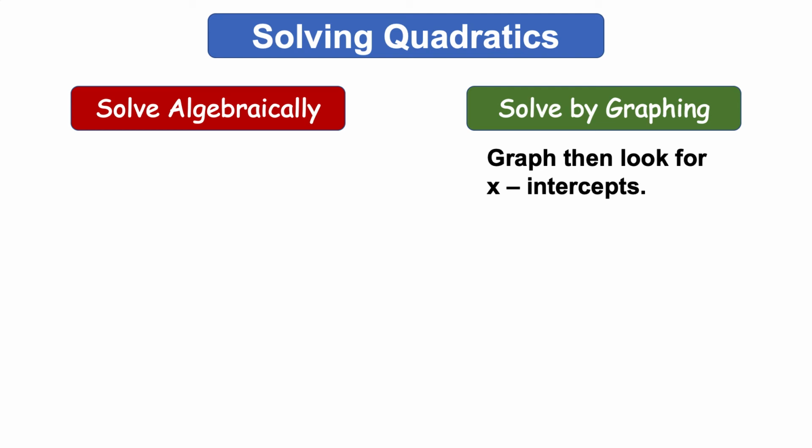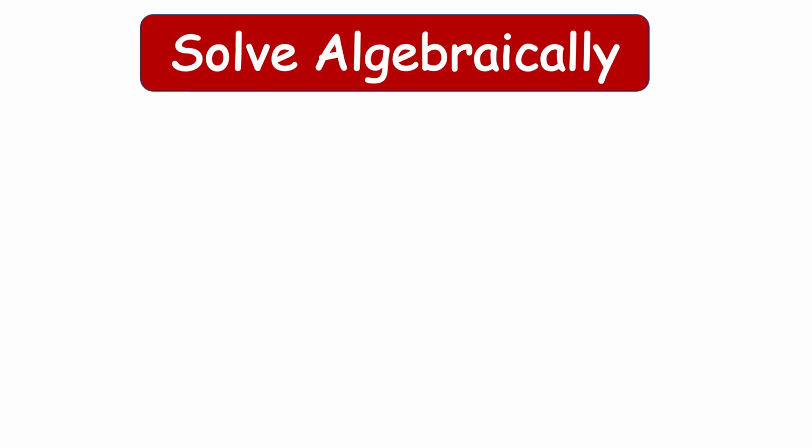Basically all you had to do for that one though was look at the graph for the x-intercepts and then that was it. So it's a pretty simple process with solving by graphing. Again, that only works really well if you have some type of graphing utility. So we're going to focus right now on solving algebraically. Now, solving algebraically, there are several ways to do this.